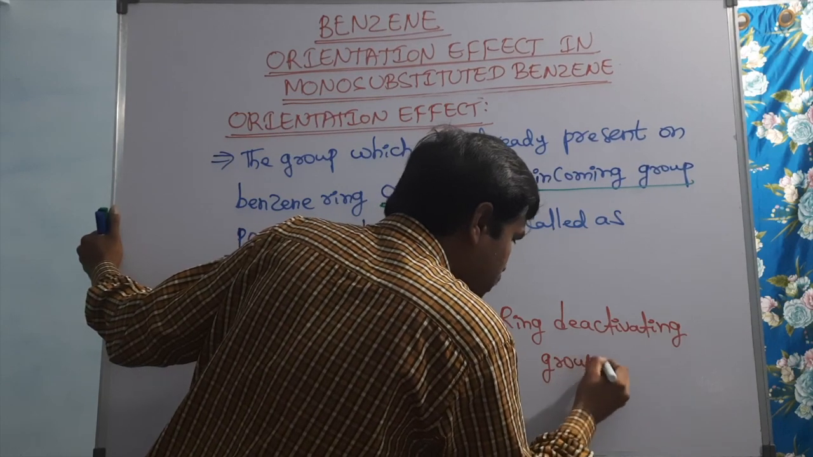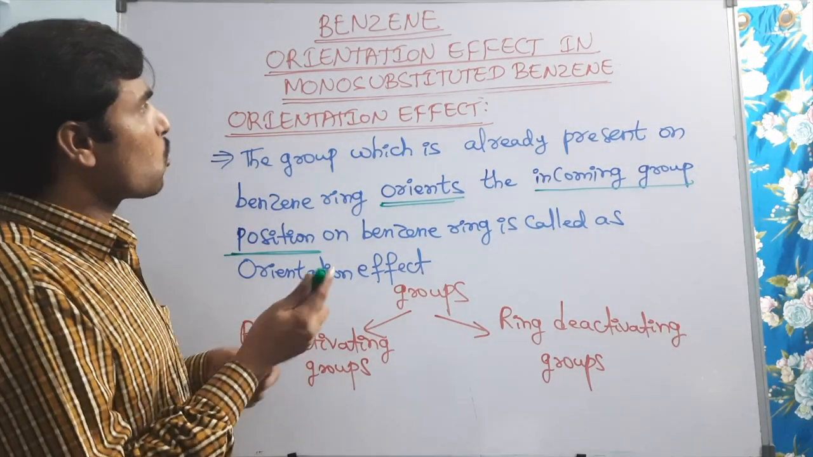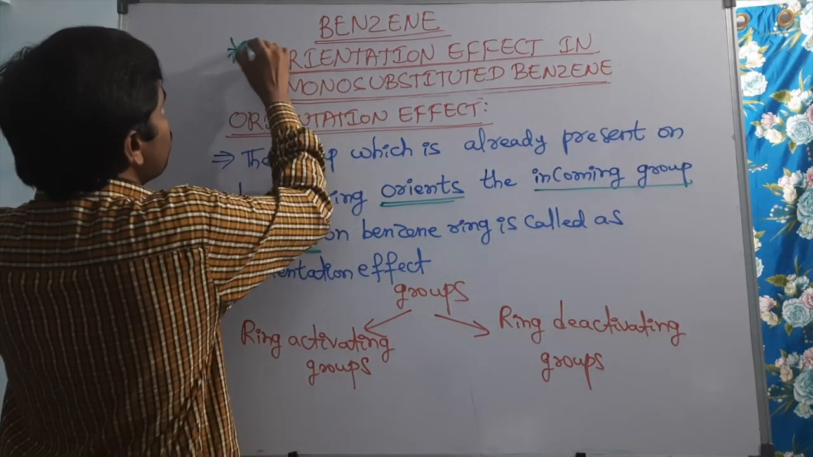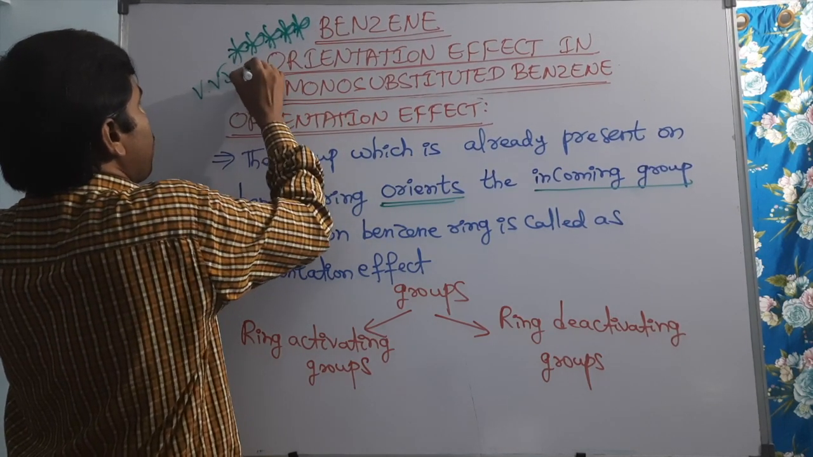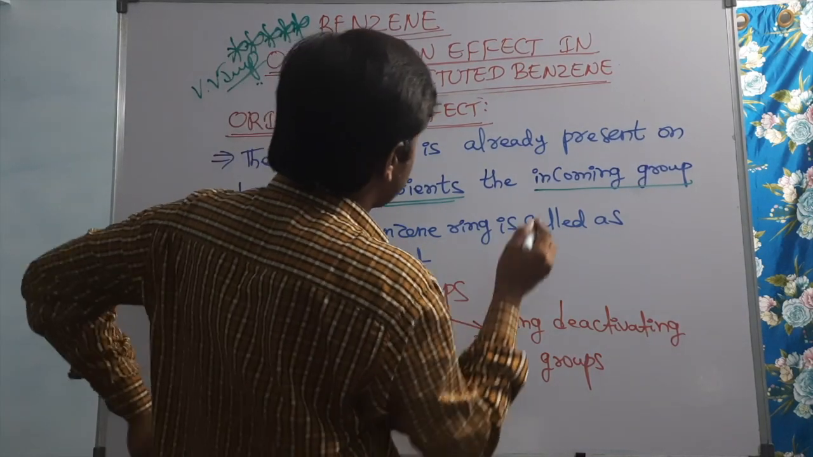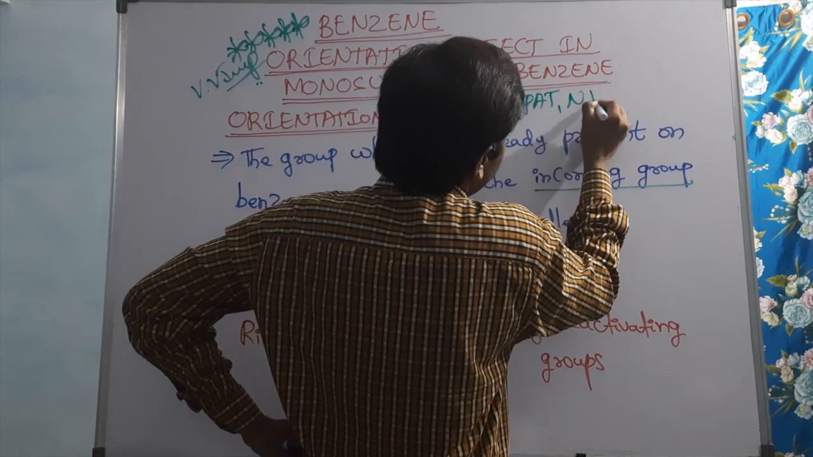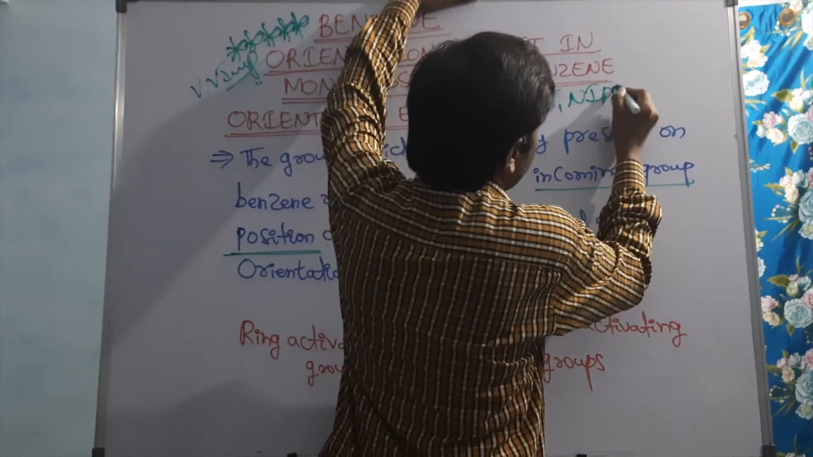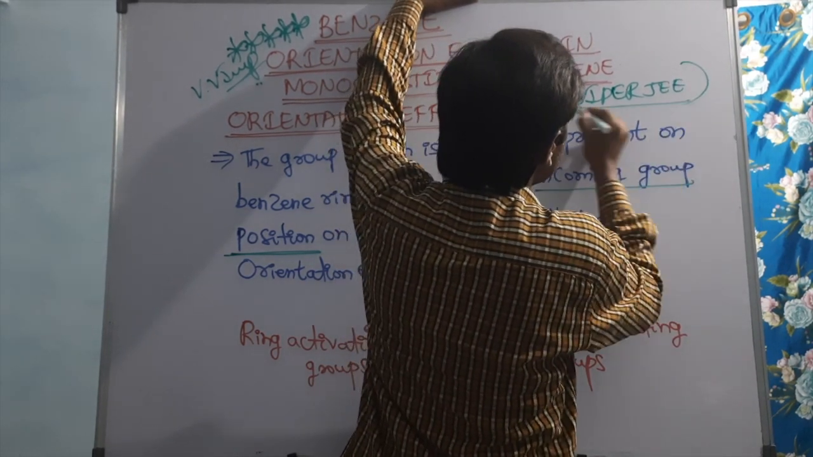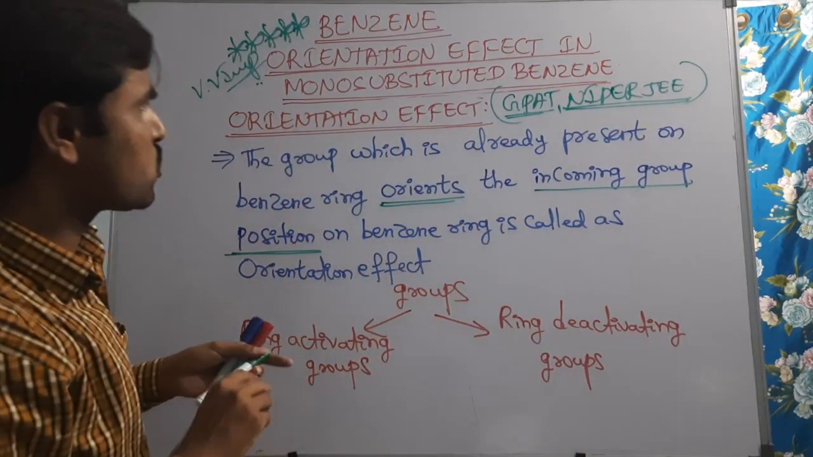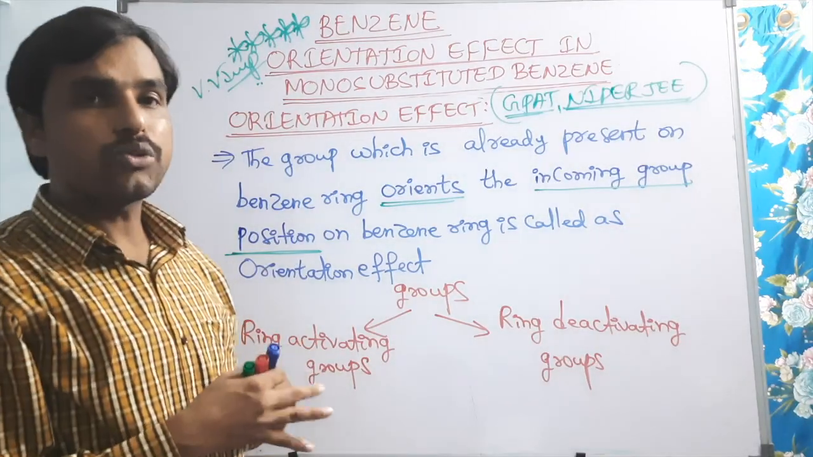Ring activating groups and ring deactivating groups. These are very important concepts. This orientation effect on monosubstituted benzene is very important for GPAT and NIPER JEE, and regular university exams also. It is the most famous topic: orientation effect in monosubstituted benzenes.